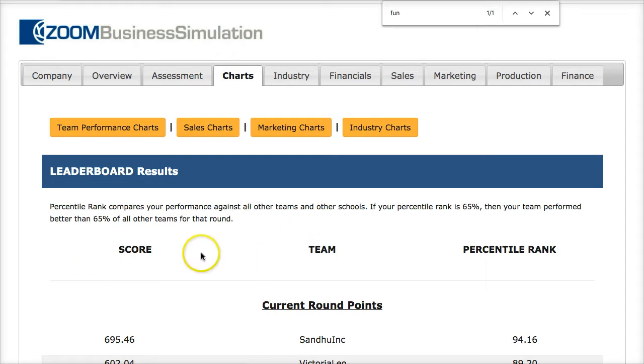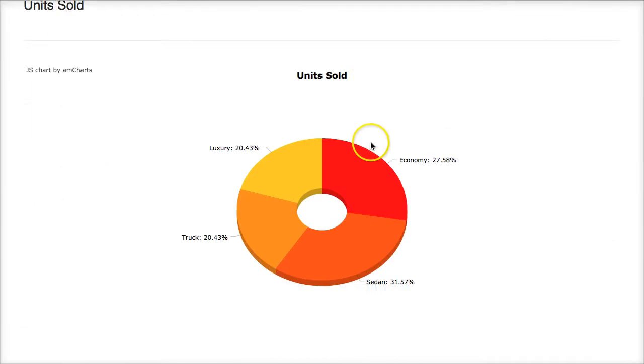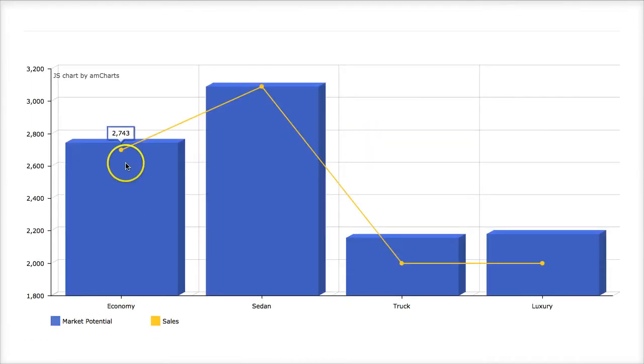On the charts page, you can see a leaderboard of the current points and all the key statistics for all the teams. And then you can look at all of the charts that look at the industry, which is all the companies, your marketing, your sales. The team performance chart is important because at the very bottom it shows you your market potential versus sales. So I'm very close on the economy. Looks like I met all the potential on sedan. Although truck, I was short by about 157, and luxury I was short by 182. So I gave up those cars, and other car companies took over those cars.